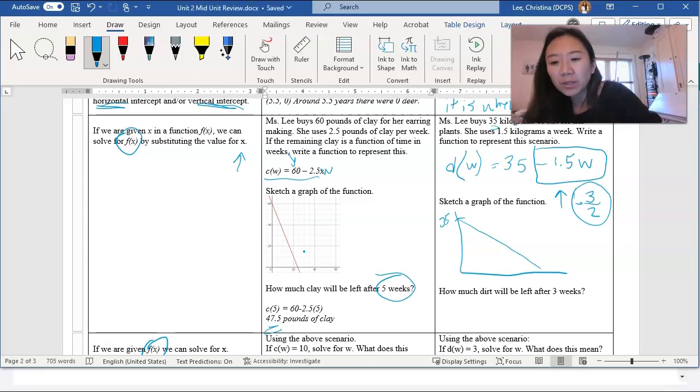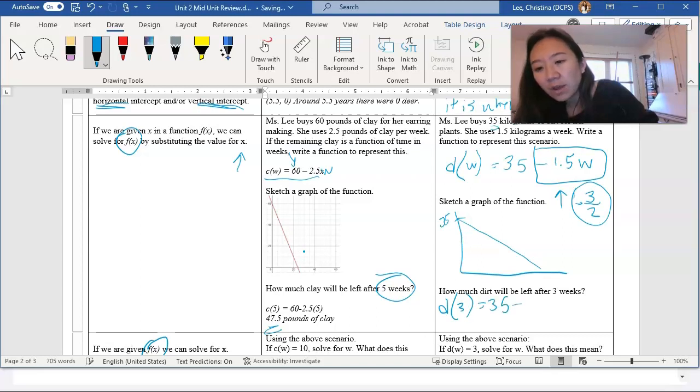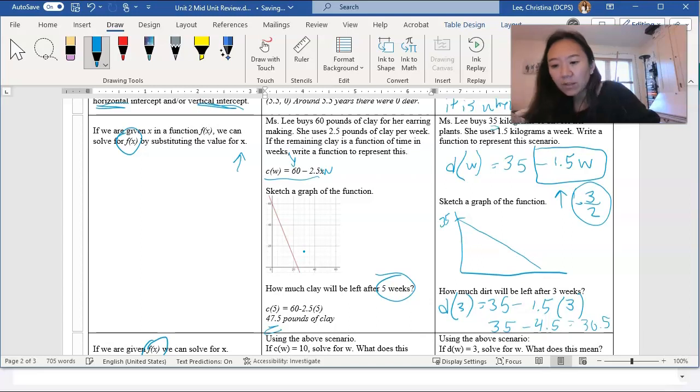But it says how much dirt will be left after 3 weeks. So after 3 weeks, I'm going to fill in 3 for my weeks: D equals 35 minus 1.5 times 3. And so when you calculate this, it'll tell you how much dirt is left after 3 weeks. So we would be doing 35 minus 4.5, which is going to be 30.5 kilograms of dirt left.